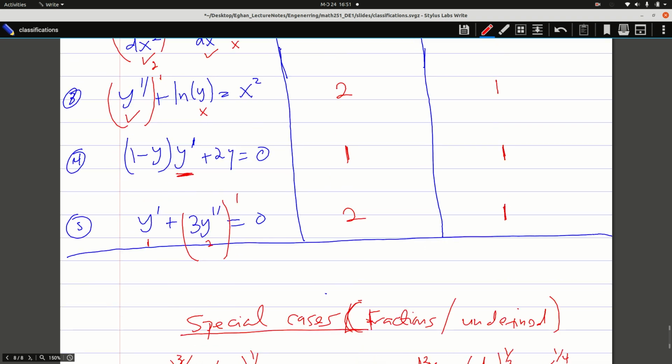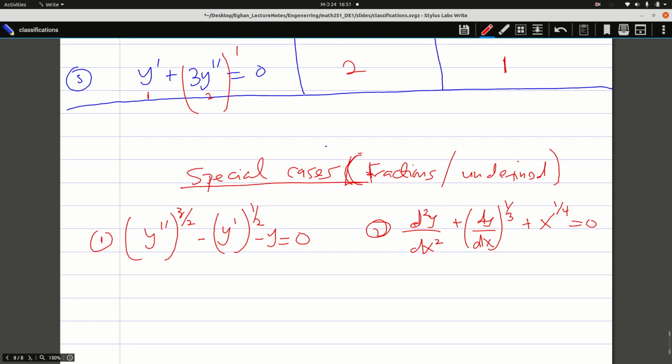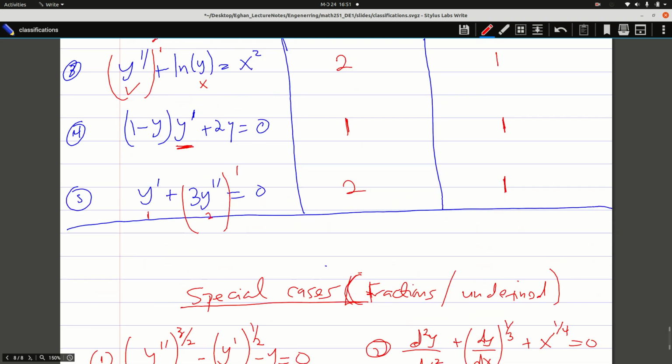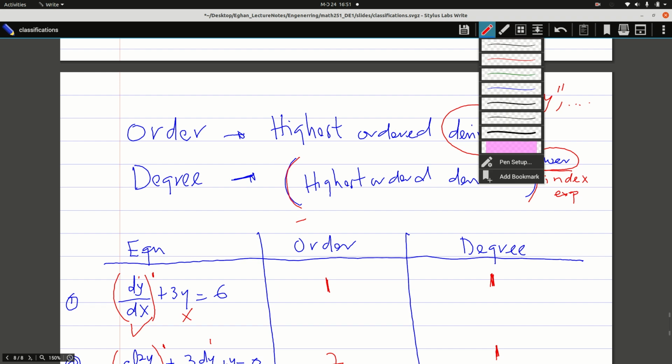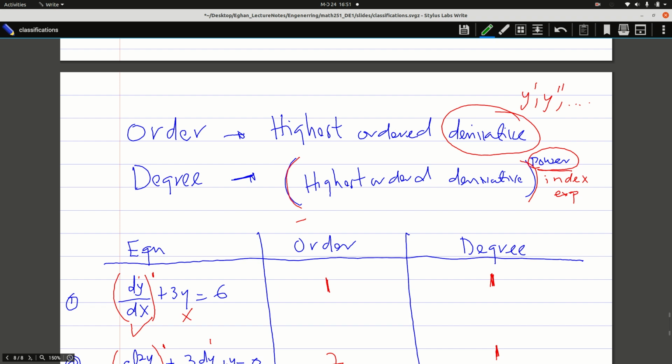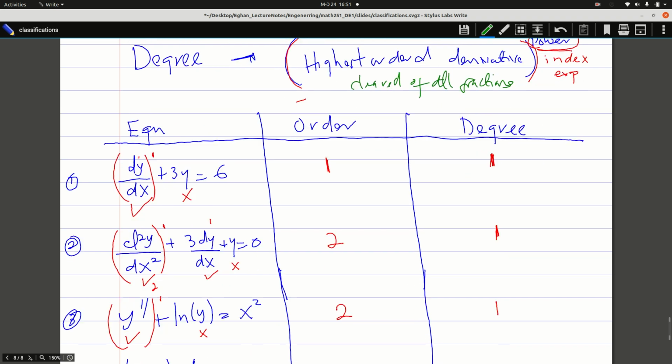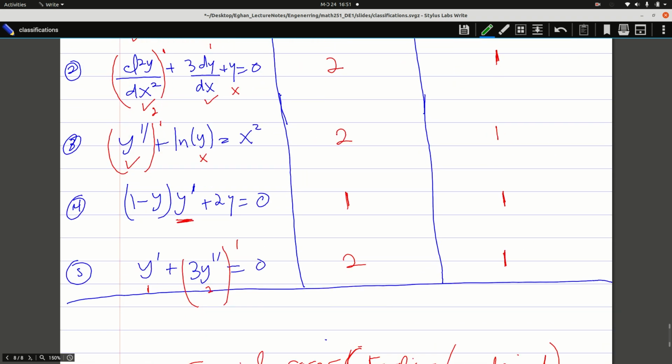Alright. Now let's look at the special cases. I had to skip this definition. Now to find the degree, there's one more condition to add. Let me use a green pen. This must be cleared of all fractions. That is, if there are fractions, they must be cleared before we can tell the degree of the differential equation. In all my examples, there are no fractions, but let's look at a special case.